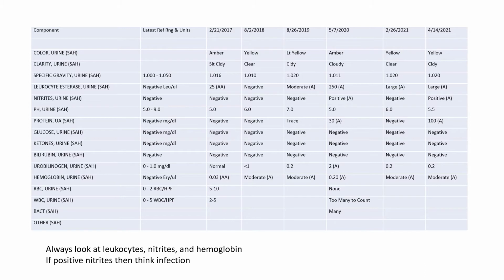So of course, anytime they have a positive nitrates, always treat with some sort of antibiotic while you're waiting for the urine culture to come back. And then lastly, you can look at the hemoglobin level if they have blood in their urine. So some of these are a moderate amount of blood, some are less, so it just really depends. So those are also some things to look at.